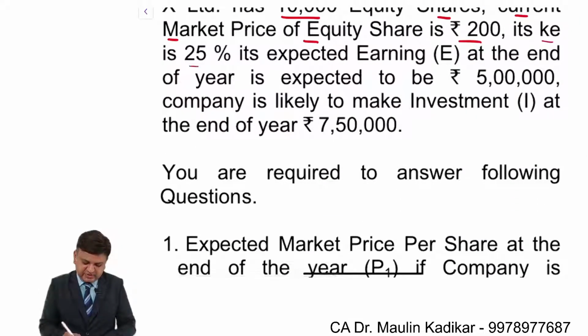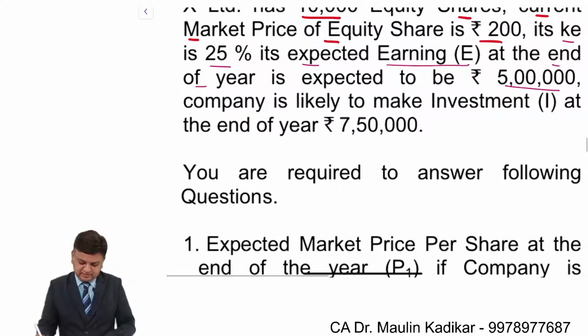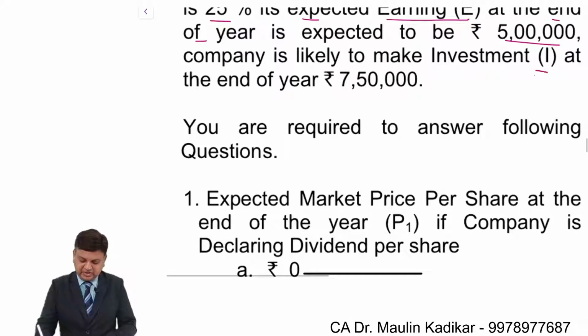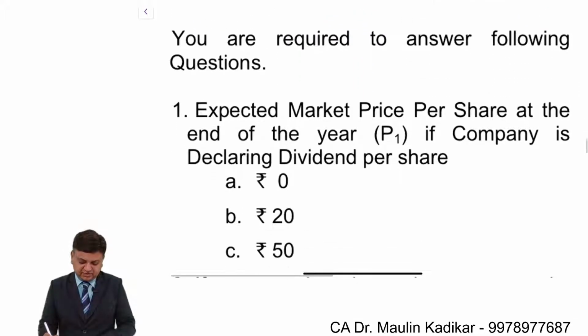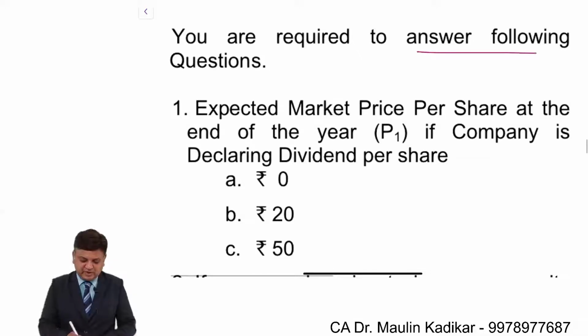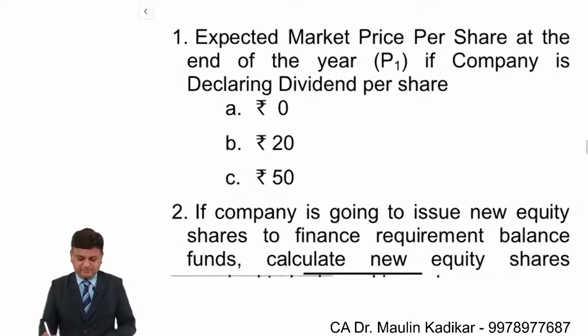Its cost of equity is 25%, and its expected earning at the end of the year is expected to be 5 lakhs. So this is the profit of the company. The company is likely to make investment at the end of the year of 7,50,000. So I is provided as 7,50,000. You are required to answer the following questions.